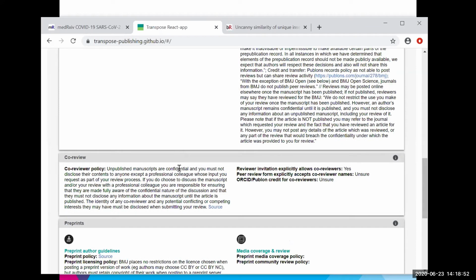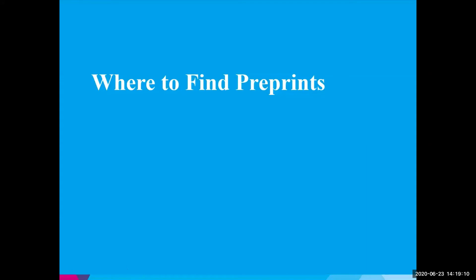So please check journal policies before you decide to post a preprint, because a lot of places are fine with it, but some places, as we saw, are not. So where can we find them? There are a whole bunch of places. I'm only going to go into a small sample of the different locations you can find preprints in.